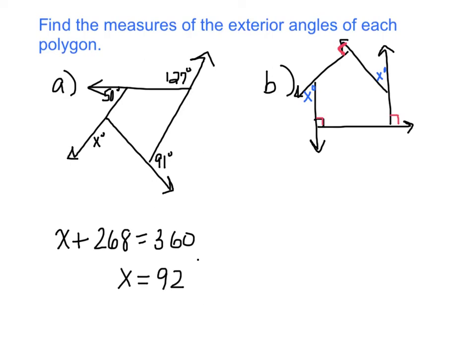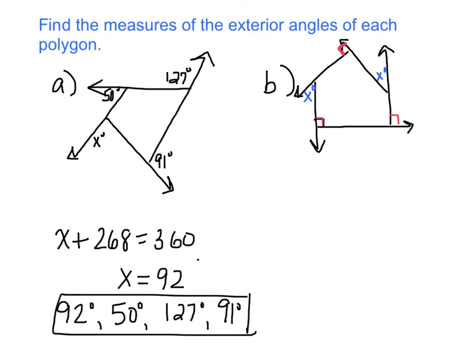But remember, this is not asking for the value of x. We now have to find all of the angles. So we just found 92 as one of them. Well, the other three we are given. So we just write them down. 92 degrees, 50 degrees, 127 degrees, and 91 degrees. Those are all four of my answers.